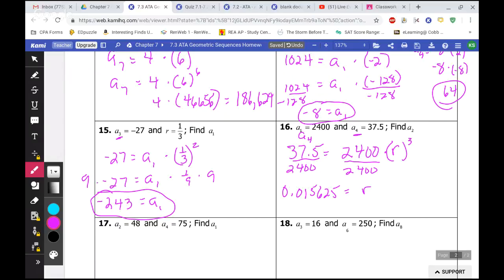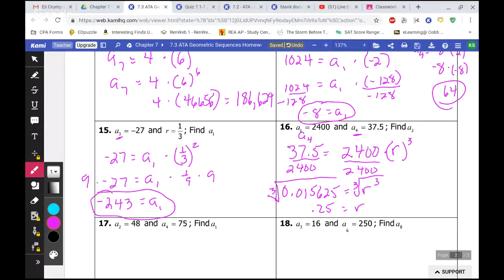Okay. So now I need to take the cubed root of both sides. Let me see if I can do this backwards. Ooh, it worked. What did you get? Just to make sure I say it worked. I got all excited. I'm hoping this worked. I didn't do it because I don't have the calculator to do it right. Okay. 0.25 is the common ratio.